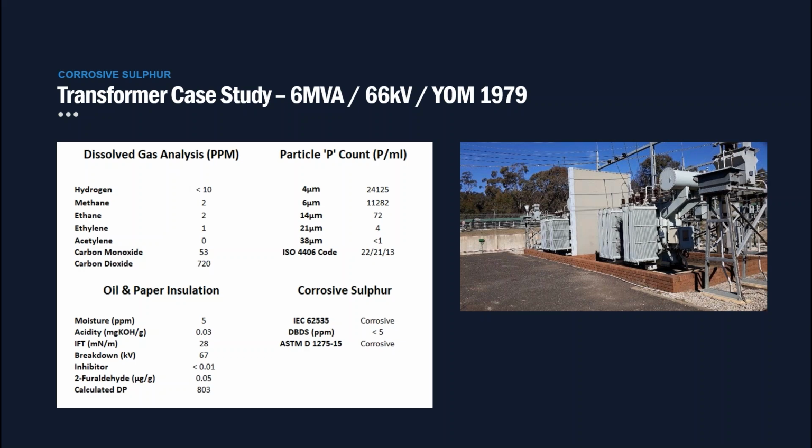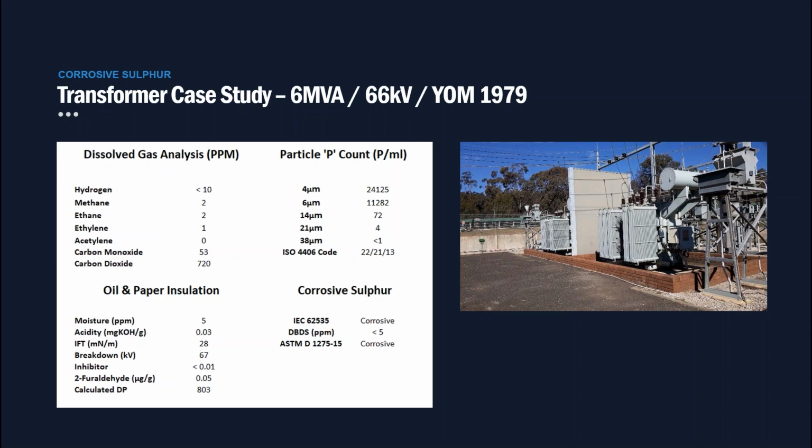And we did some corrosive sulfur testing. So we started with the IEC 62535 test, and this returned a positive result. We then followed this up with measurement of DBDS concentration. And the concentration was low, and DBDS, as I said, is a candidate for causing corrosive sulfur. So something else in the oil perhaps has given a positive corrosive sulfur result.